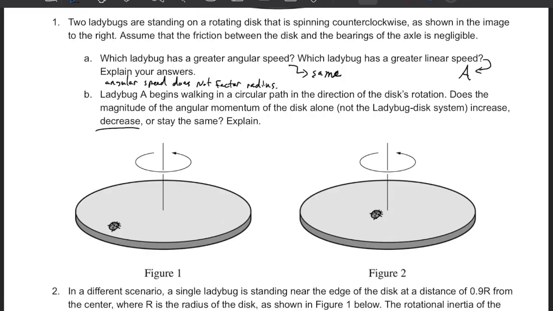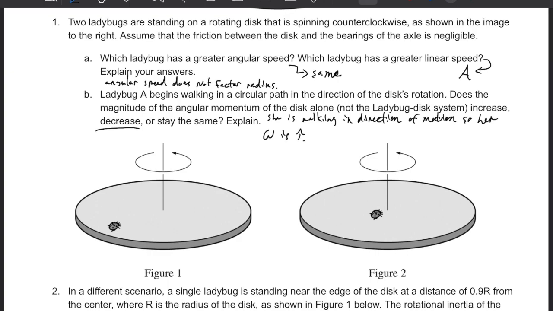Ladybug begins walking in a circular path in the direction of the disk's rotation. How does this affect the magnitude of the angular momentum of the disk alone? Well, she's walking in the direction of motion, so that means she's effectively moving faster linearly than she was before. Her angular velocity is going to be increased. She's going to complete the circle sooner.